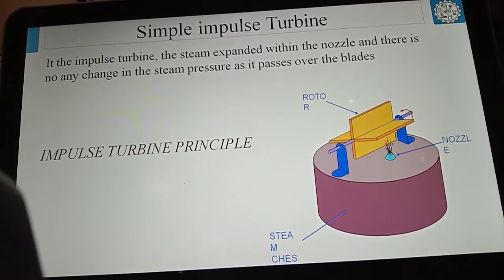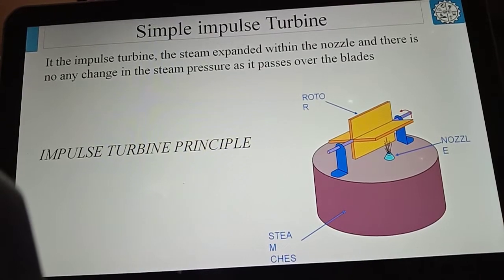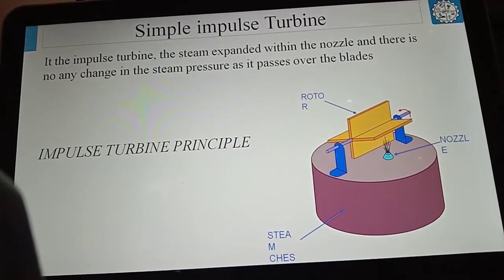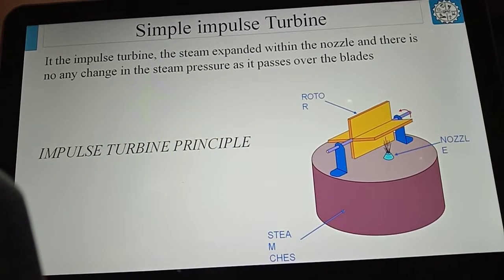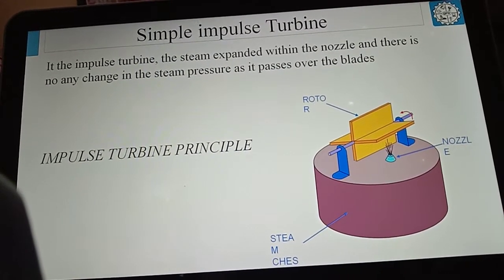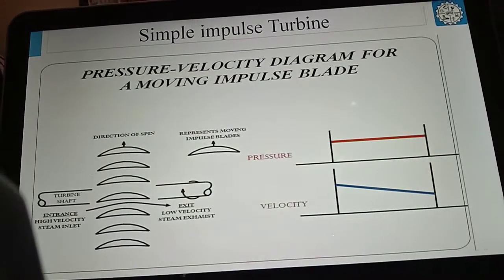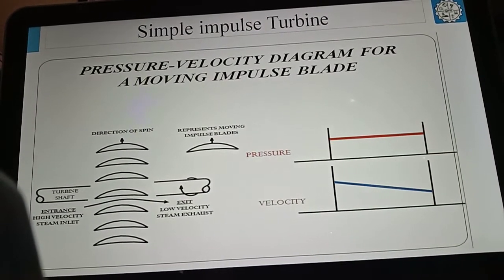Simple impulse turbine. It is the impulse turbine. The steam expands within the nozzle and there is no change in the steam pressure as it passes over the blade. Simple impulse turbine.